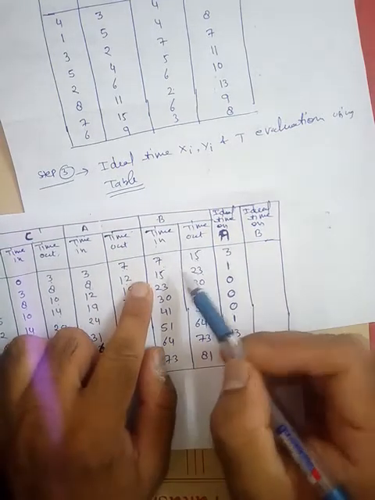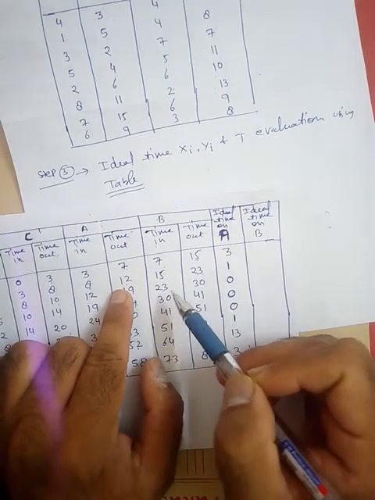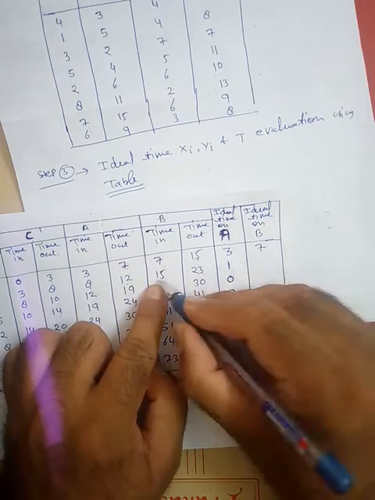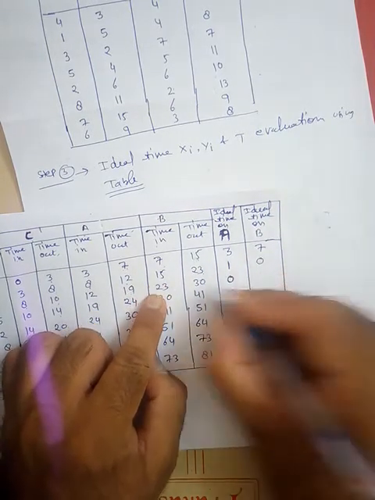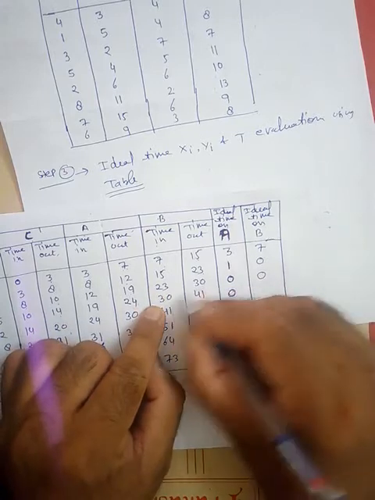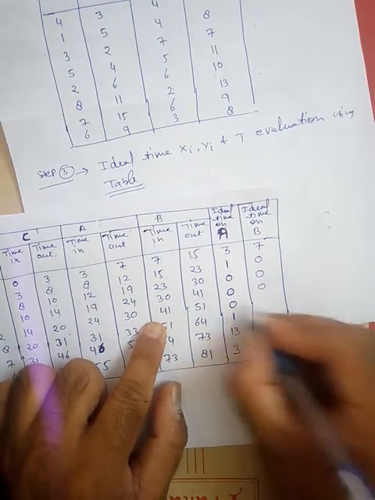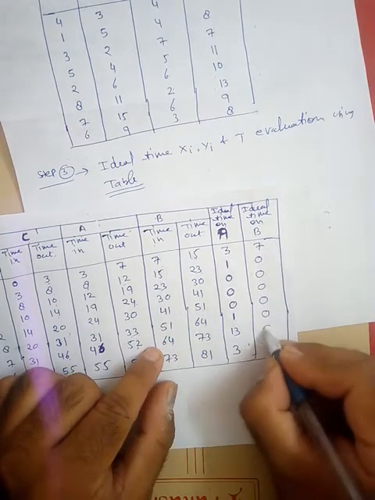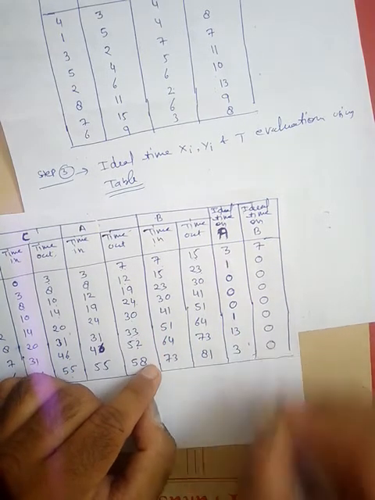Similarly, you can find out the idle time on machine B. So here 7 hours. Then there is no gap, 0. There is no gap, 0. There is no gap, 0. There is no gap, 0. There is no gap, 0. There is no gap, 0. And there is no gap, 0.